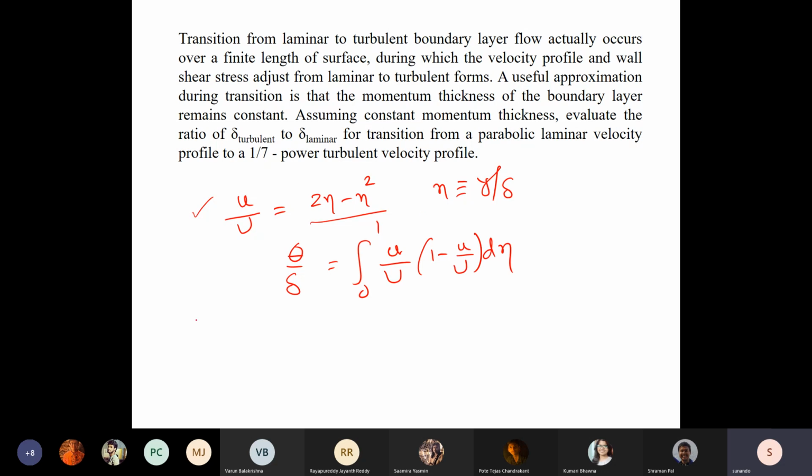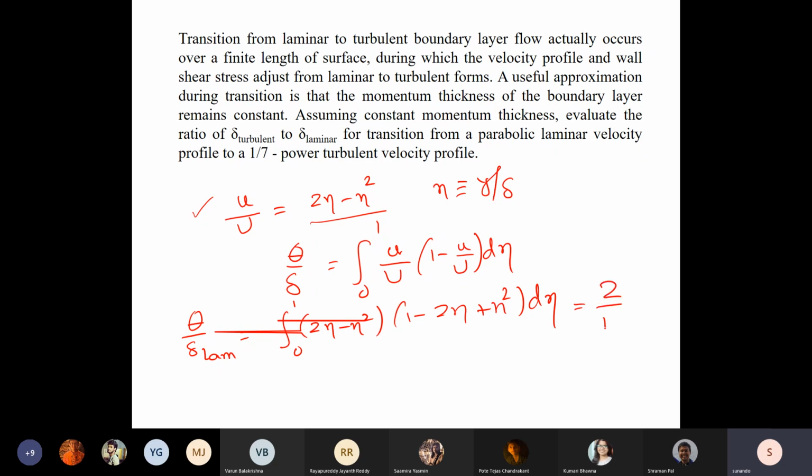So for the laminar case, theta by delta laminar would simply be the whole thing, where it's going to be (2 eta minus eta square)(1 minus 2 eta plus eta square) times d eta, obviously from 0 to 1. If you perform the integration, the numerical value of this is simply going to be 2 by 15.